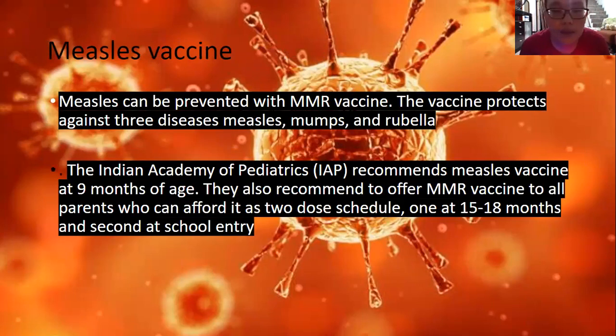Measles vaccines. Measles can be prevented with the MMR vaccine. The vaccine protects against 3 diseases: measles, mumps, and rubella. The Indian Academy of Pediatrics, or IAP, recommends the measles vaccine at 9 months of age. They also recommend offering the MMR vaccine to all parents who can afford it as a 2-dose schedule: the first at 15 to 18 months, and the second at school entry.